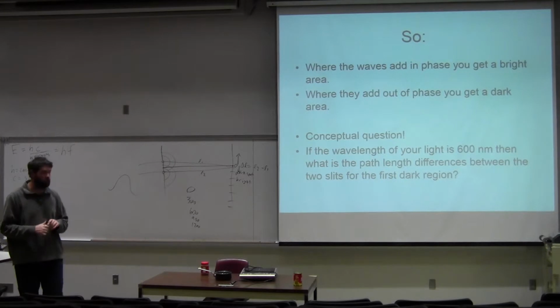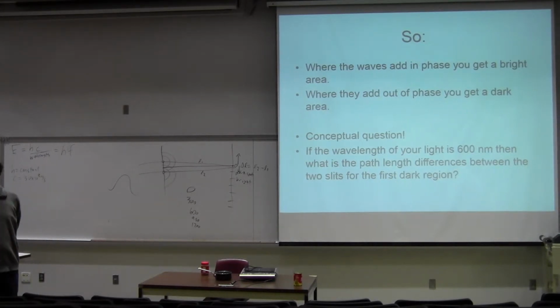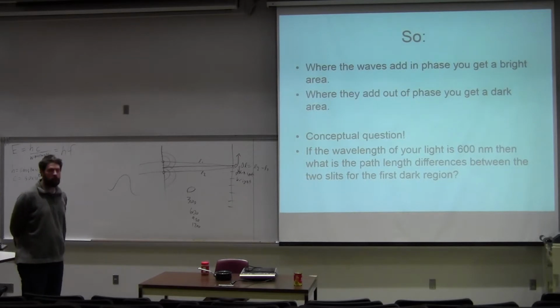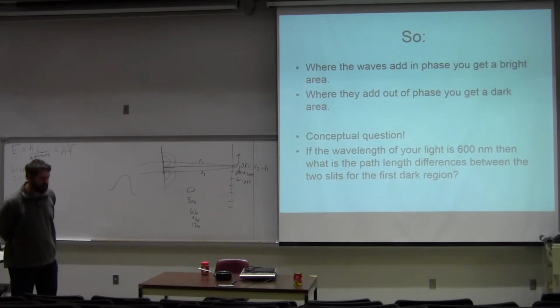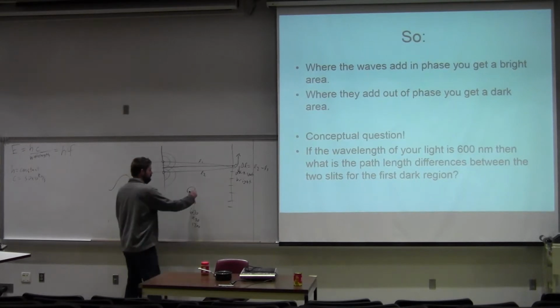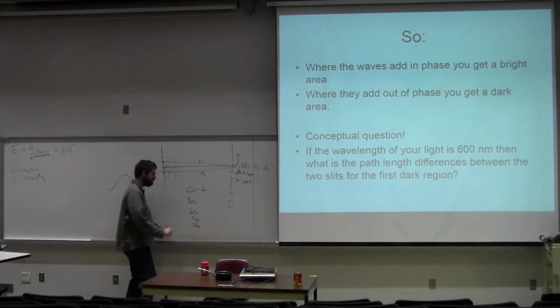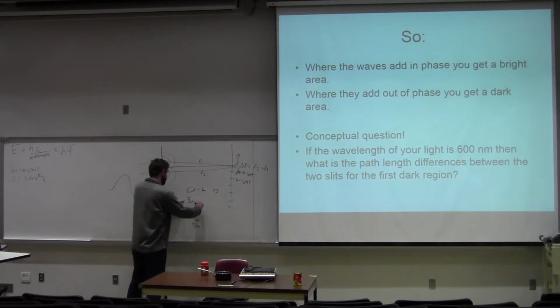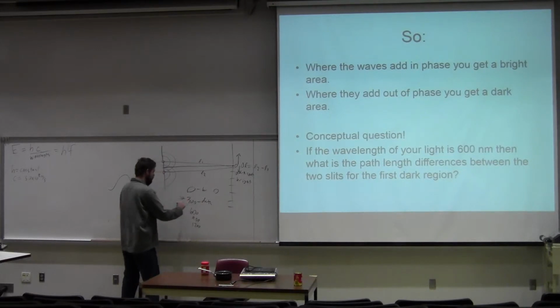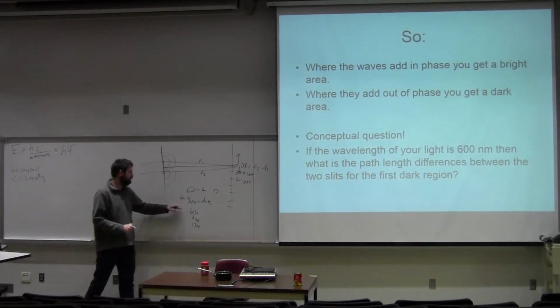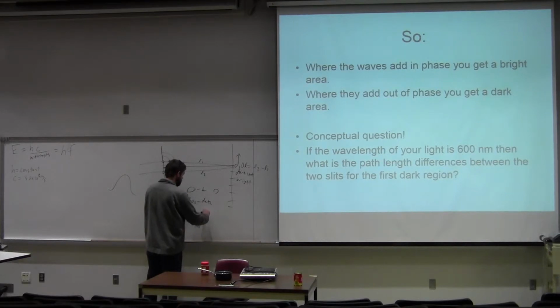The correct answer is not 0, so we can eliminate that. It's also not 1500, which we can eliminate because I didn't write it on the board. The correct answer has to be half a wavelength for the first dark region. The second dark region will be 1.5, and the third one will be 2.5, etc. So this is bright, because it's an integer number, it's 0 waves. This one's half a wave, so this one's dark. This is the first dark one. The answer is 300 nanometers. And then 600 would be the next bright spot.